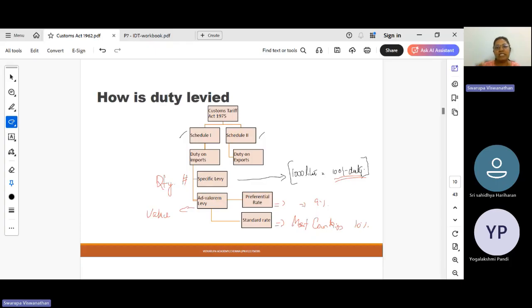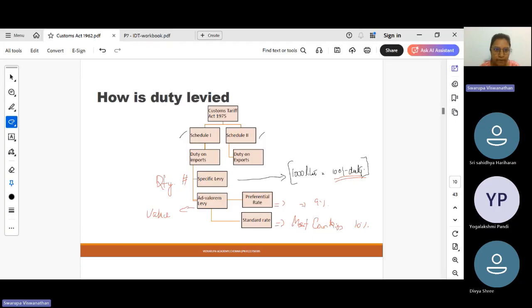Ad valorem levy is we calculate what is the value of the goods and accordingly on the assessable value, tax rate will be applied as per Customs Tariff Act. Okay, these are the two methods of levy, specific levy, ad valorem levy.